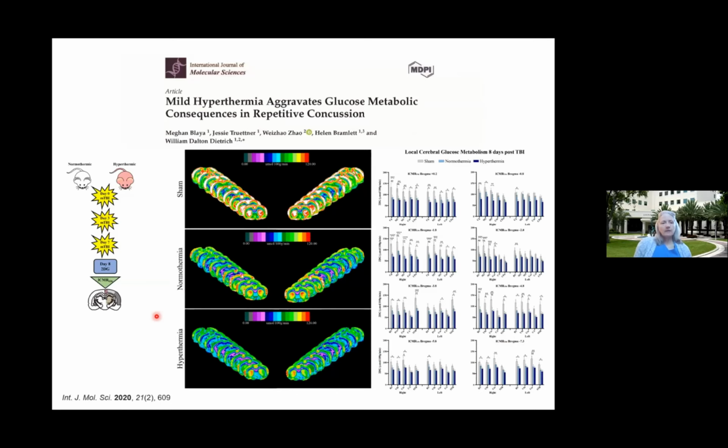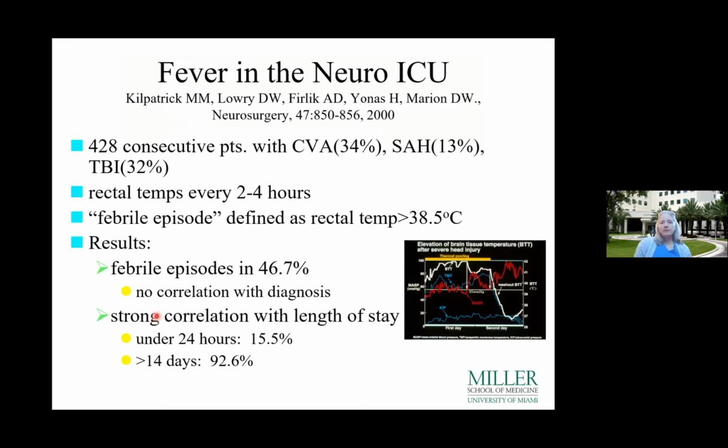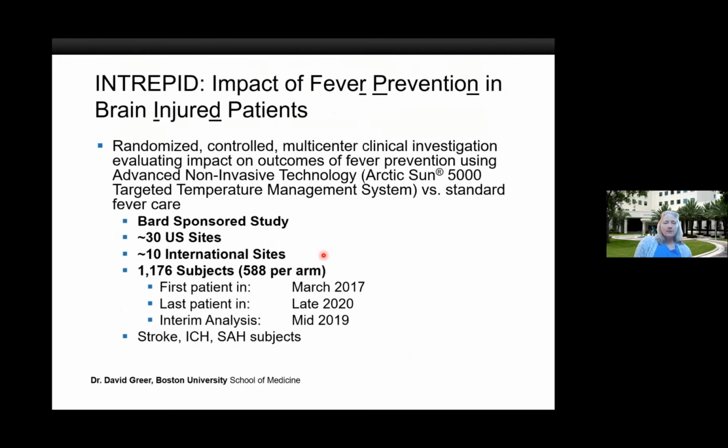So again, I don't have to preach to the choir. Fever in the Neuro ICU is really bad. This is a study published in 2000, but it clearly showed a strong correlation between fever and length of stay. A lot of patients in the ICU have fever, and it does need to be monitored with targeted temperature management.